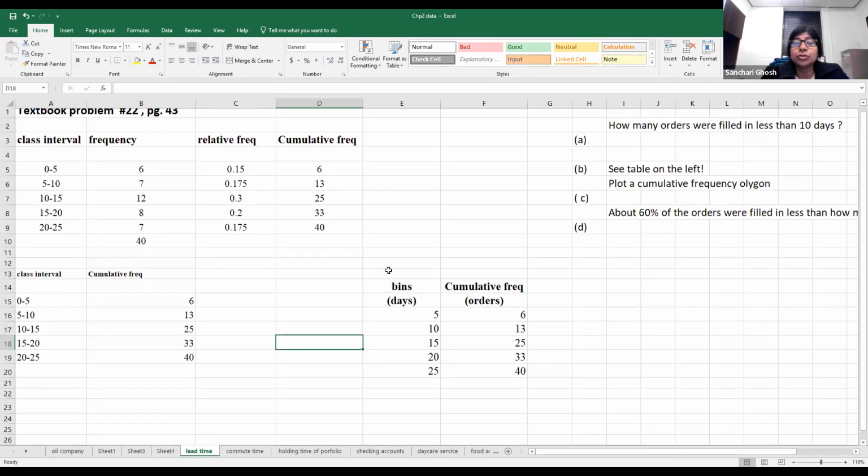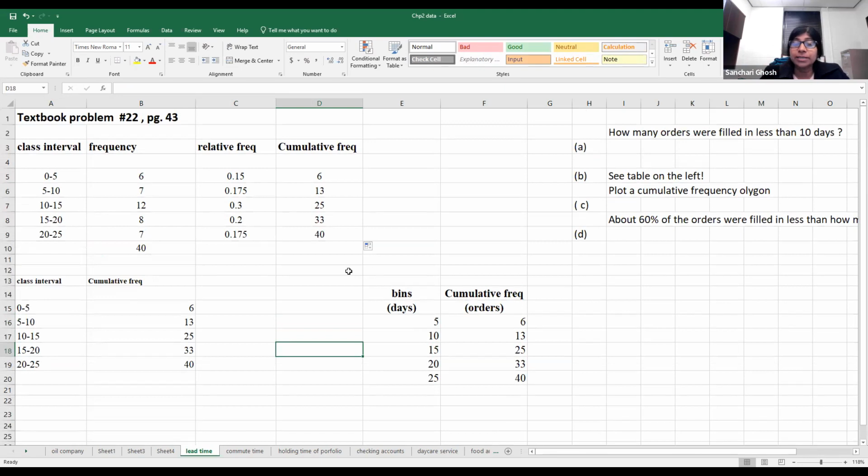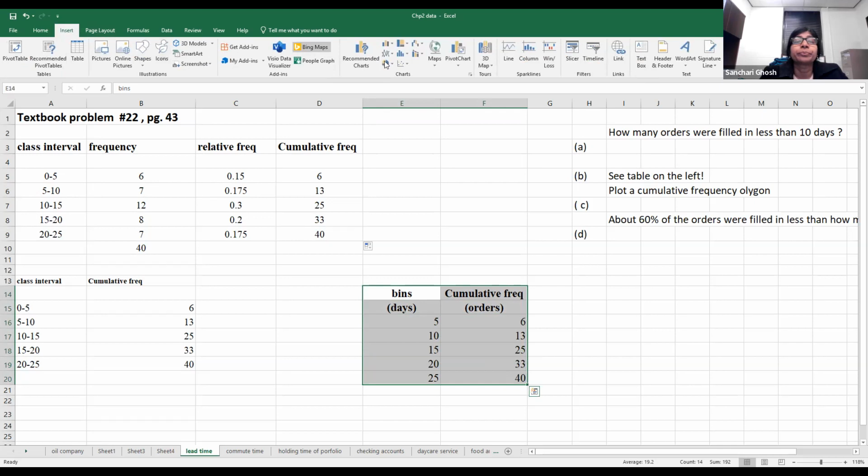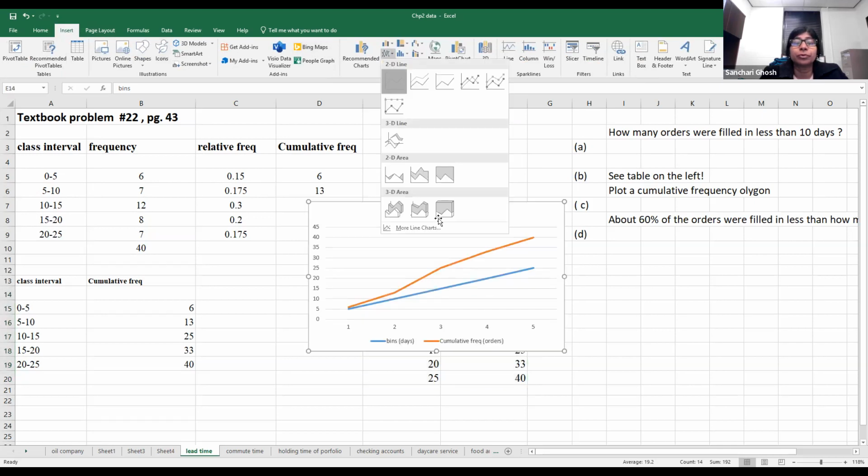Now we want to see how we can answer these questions based on a cumulative frequency graph. And this is all our relationships for the information needed: beans, days, and orders fulfilled given the lead time in days. So this is the class interval, and this is the cumulative frequencies, how many orders have been filled. So let's draw a frequency polygon or graph to be more precise.